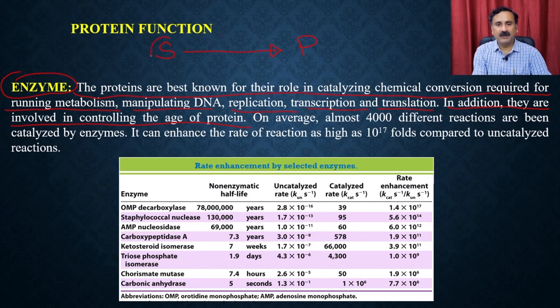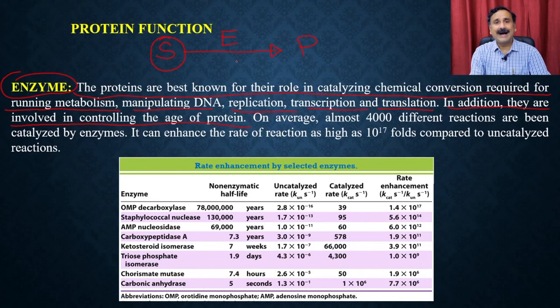If you look at non-catalyzed reactions, they are going to be very slow compared to the enzyme-catalyzed reaction. So an enzyme is not only facilitating the conversion of the substrate into the product, but it is also facilitating it at a very, very high rate. And that's why enzymes are also called biological catalysts. What that means is that it enhances the conversion rate.